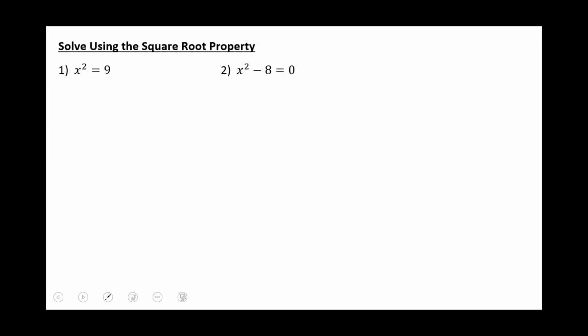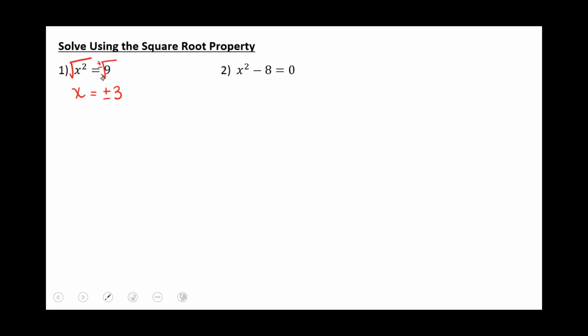Our second method is going to be using the square root property. All right, here's what we do with the square root property. If I'm trying to get x by itself and it's being squared, what undoes a square? Well, a square root. So I'm going to insert a square root on both sides. Now, when you insert a square root, don't forget you always have to put in a plus or minus. So the square root of x squared would be x. And the square root of 9 would be 3, so we'll get x is equal to plus or minus 3.